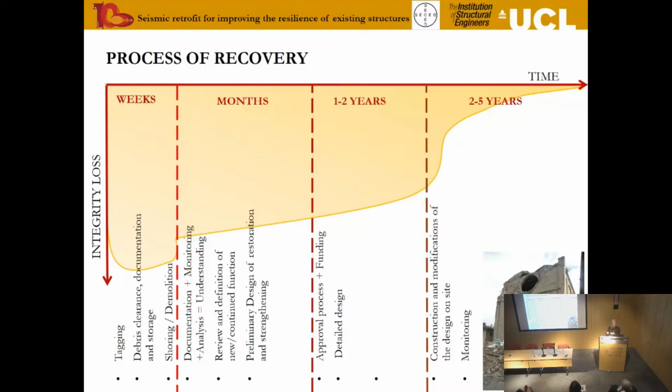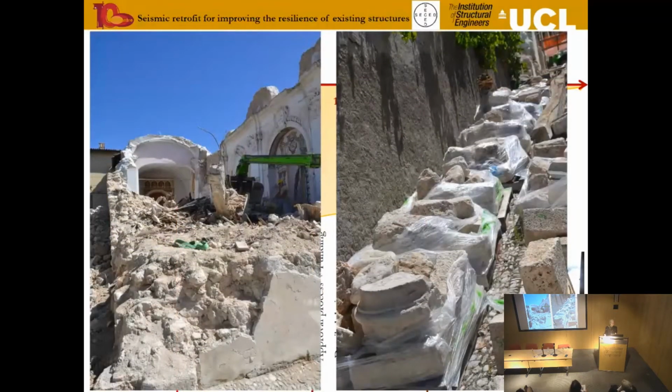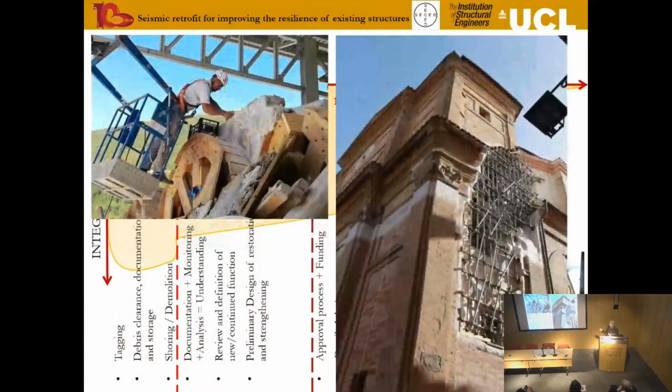So the building is damaged, some parts are not working, structurally it doesn't work. In the first weeks following the earthquake, what we will look at is tagging, i.e. classifying buildings depending on their damage status, debris clearance, and bringing things to storage if they are of any value. We will then consider shoring and putting the building into a safe condition temporarily, so that we can then look at what happens next.